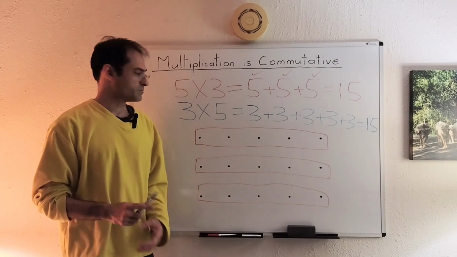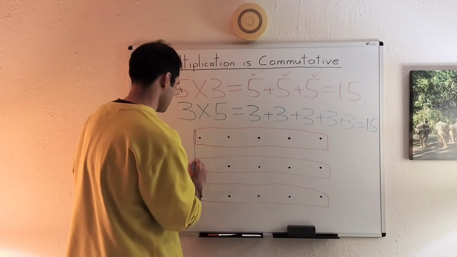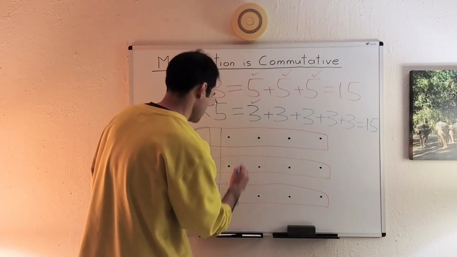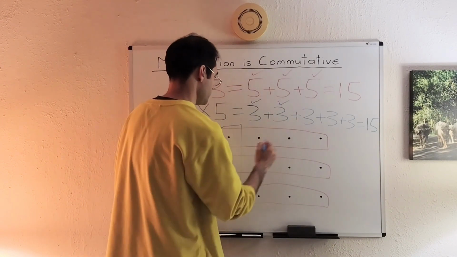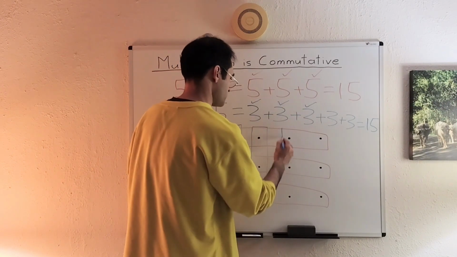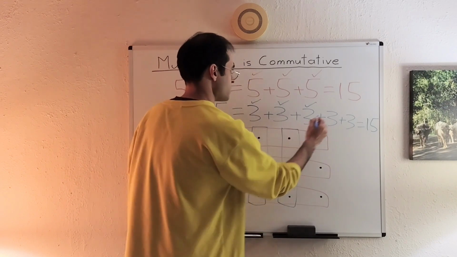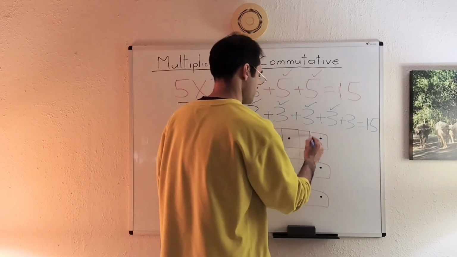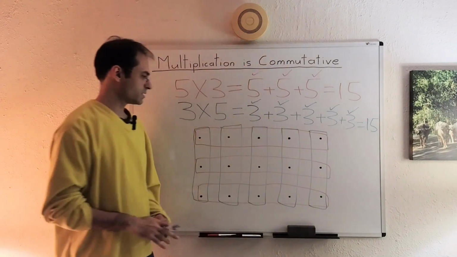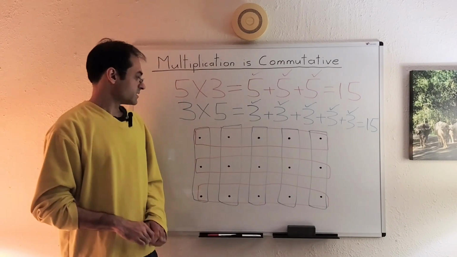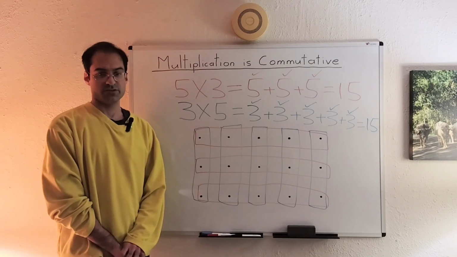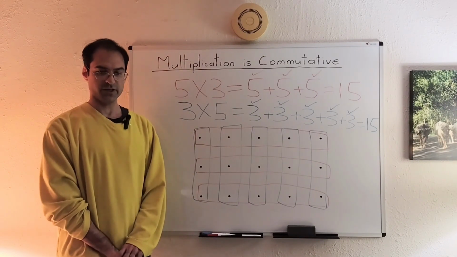But now if we look at the columns, you get 3 done once, 3 done twice, 3 done 3 times, 3 done 4 times, 3 done 5 times. But again, what is that? That's exactly one copy of all of the dots in the grid. So in both cases, we get one copy of all of the dots in the grid.